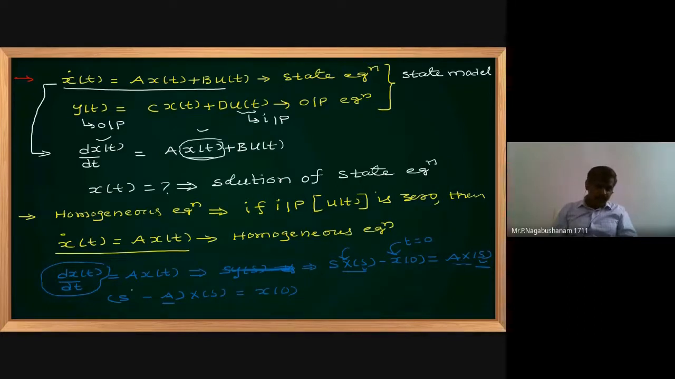S is the operator, A is the matrix. So it is not possible to subtract a matrix from a scalar value. That's why I'm using the I matrix. The order of I and the order of A will be the same. If A is n by n, I is also n by n. If A is 3 by 3, I is also 3 by 3. Yes, I want x of t. I want the solution, which means x of t. Yes, from this, let me use the next slide. So sI minus A into X of s equals x of 0.